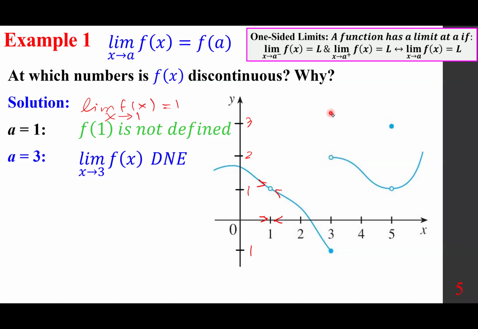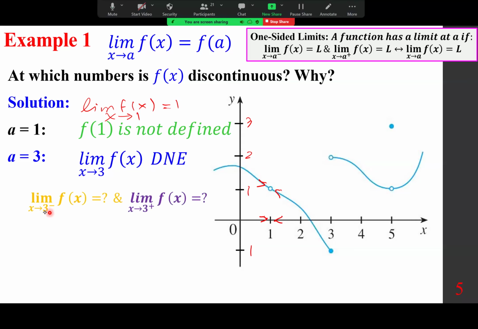However, just to elaborate on that and make sure everybody's comfortable with the concept, what are the limits from the left and right? So what would be the limit of the function as x approaches 3 from the left? Anybody? From the left of 3, we are here. We are moving towards this point, and this seems to have the answer -1.